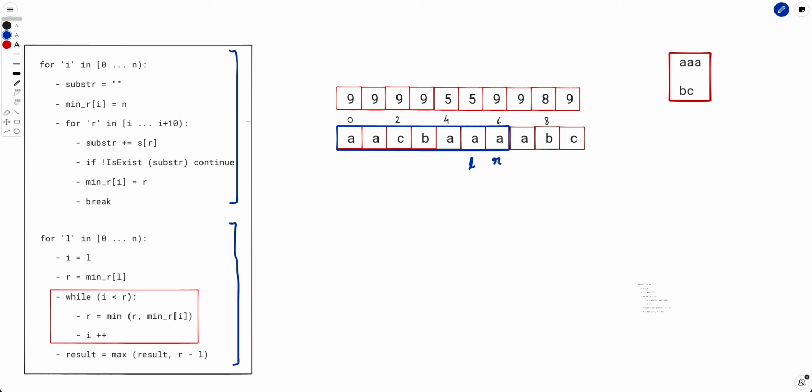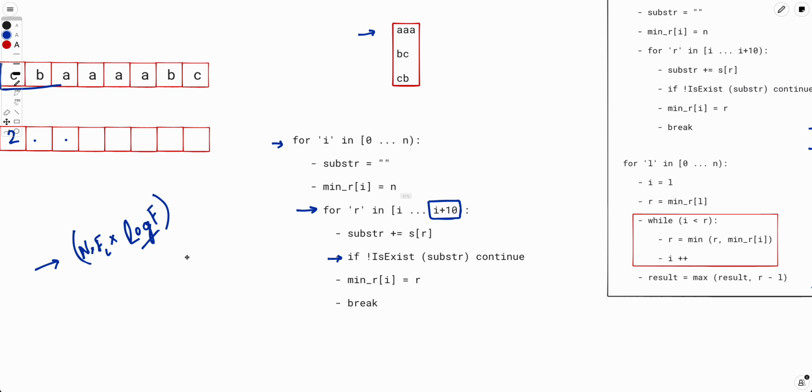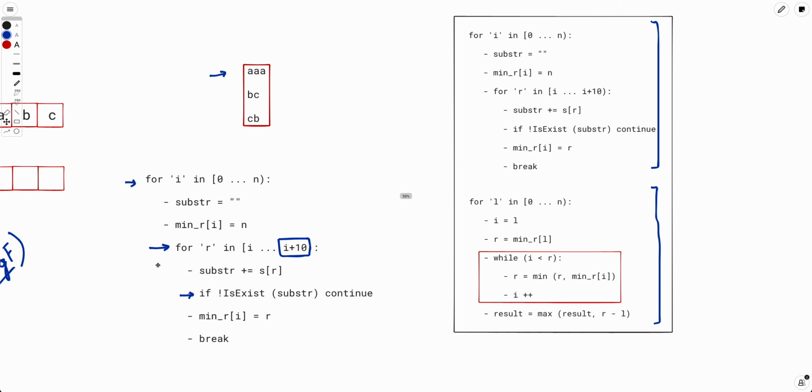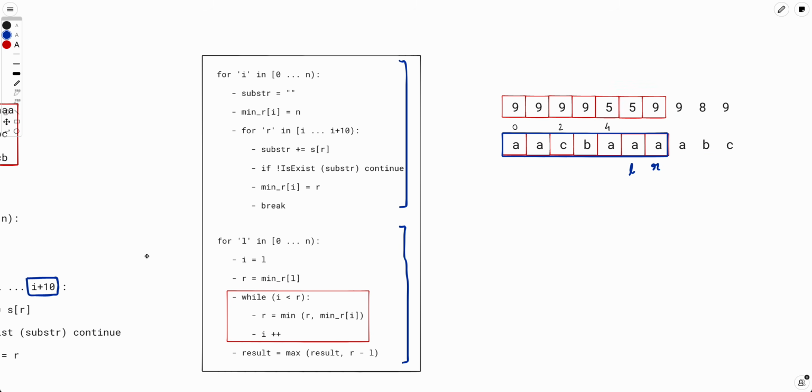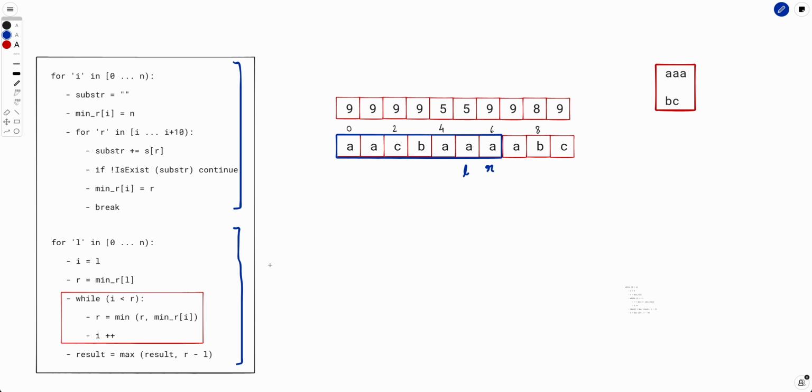This part works in order n fl log f, which will be sufficient for the given time constraints, but this part will work in order n square in worst case, and this will not be sufficient for the given constraint. So we need to optimize this.